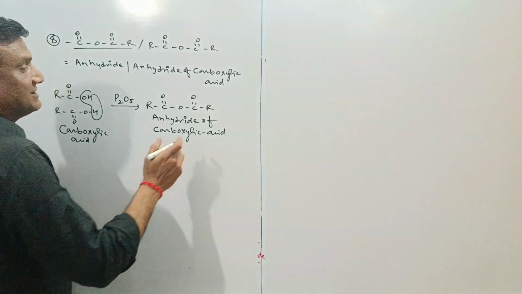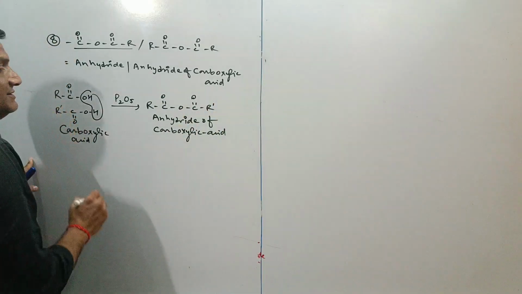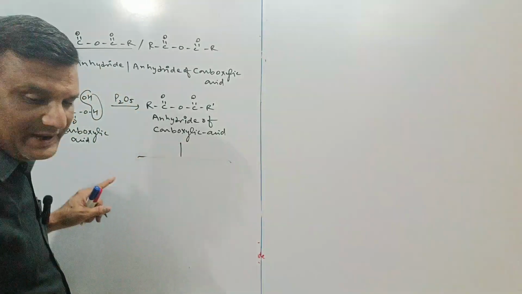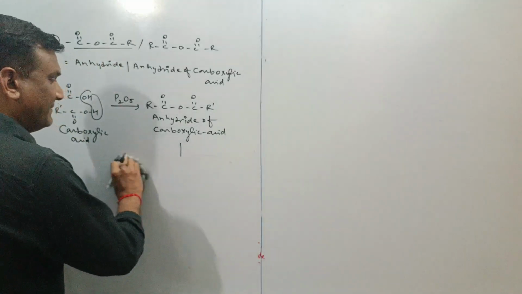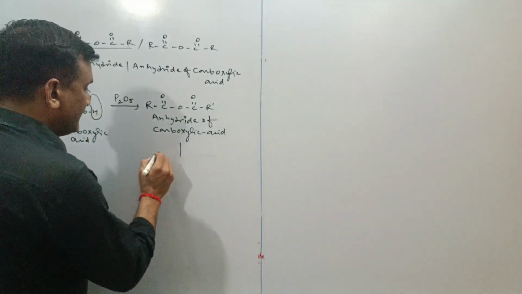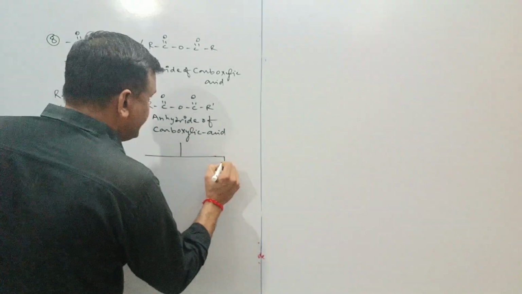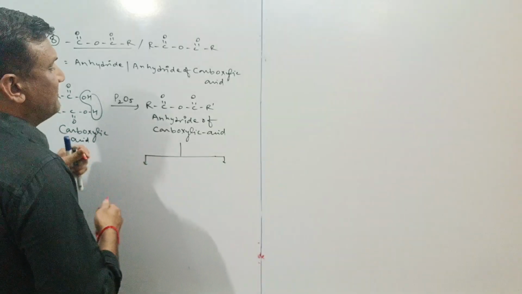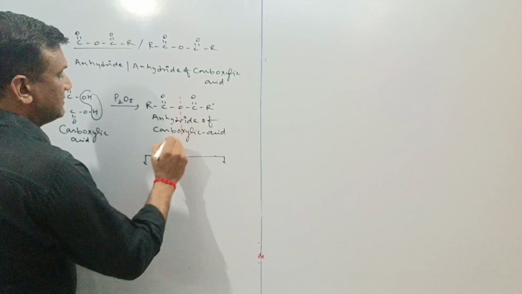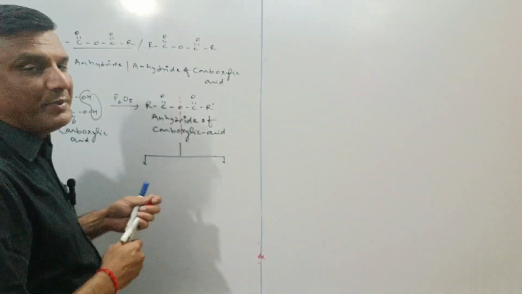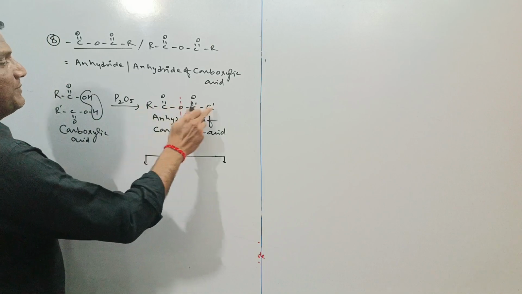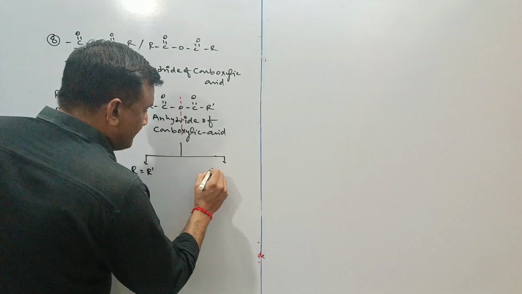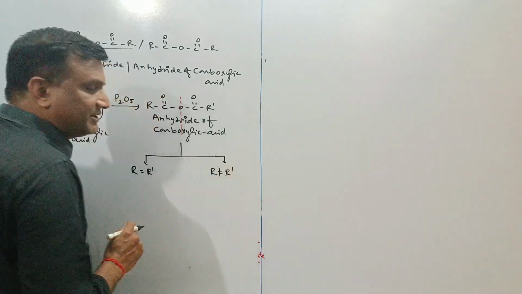If we go with the carboxylic acid, we can take here R'. So there are 2 types of anhydrides. Listen to me carefully. If I bisect the compound as follows, there will be formation of 2 parts. If both alkyl groups are the same, R equals R', and if both are not the same, then R is not equal to R'.